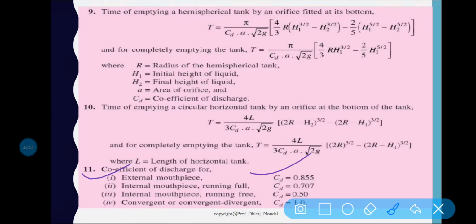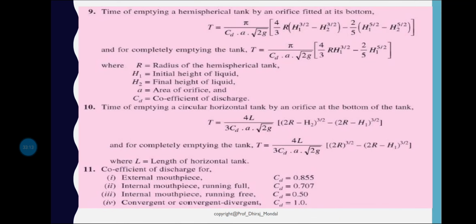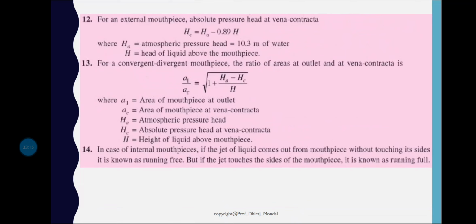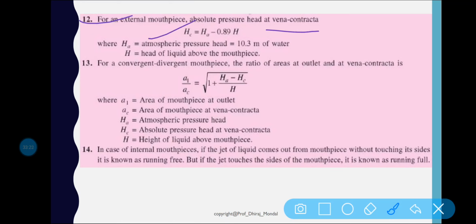You need to know these coefficients of discharge. For an external mouthpiece, it is 0.855; internal mouthpiece running full, 0.707; internal mouthpiece running free, 0.5; convergent or convergent-divergent mouthpiece, Cd is equal to 1. Next, for an external mouthpiece, the absolute pressure head at vena contracta is H is equal to Ha minus 0.81H.